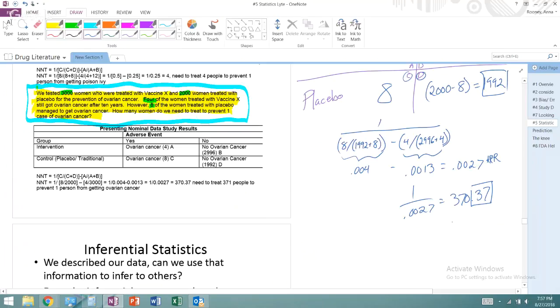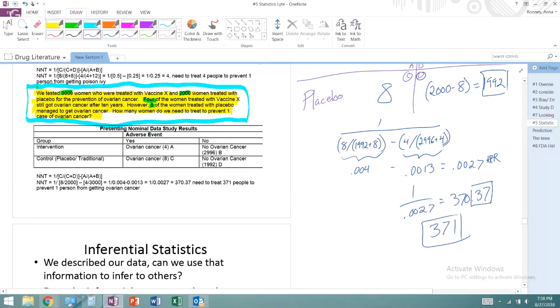You have to round it up or down depending on your adverse event or whether you do sig figs or not. So sometimes people will round this up if it is a positive event like treatments, or if it's a negative event like deaths, they'll round it down. But here, this is rounded up because that's what she did. So you have a nice solid number of 371 people that are needed to treat to prevent one person from getting ovarian cancer.